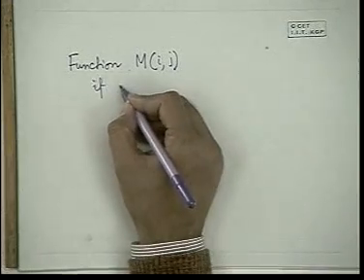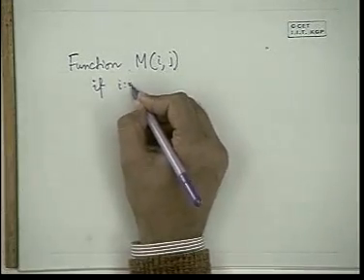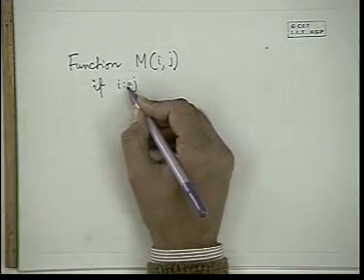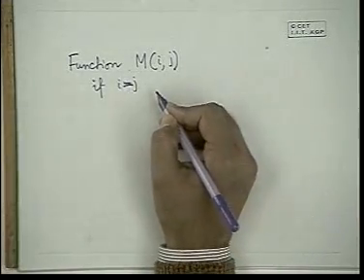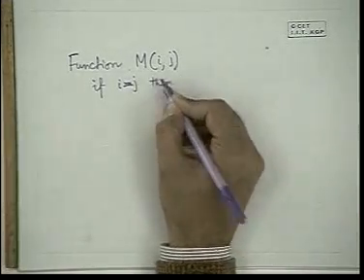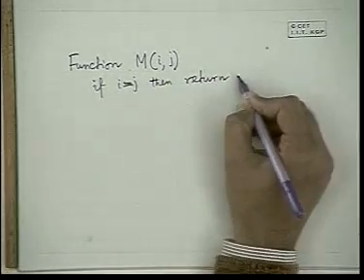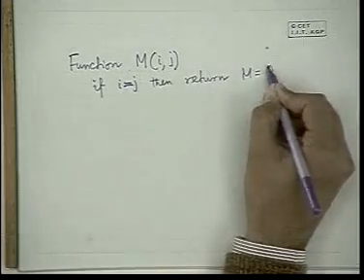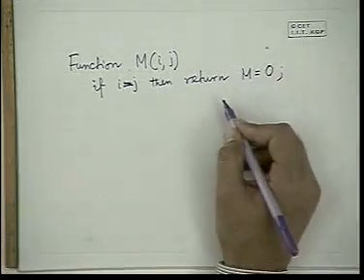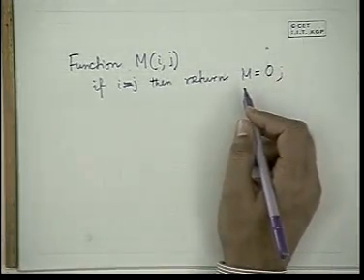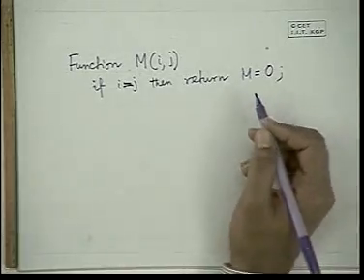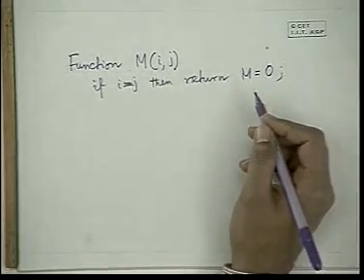So how do you do it? If i is equal to j, then return m is equal to 0. There is no multiplication. If i is equal to j, basically no multiplication is required. It's the same matrix which is there. There are no two matrices given. This is the boundary condition.